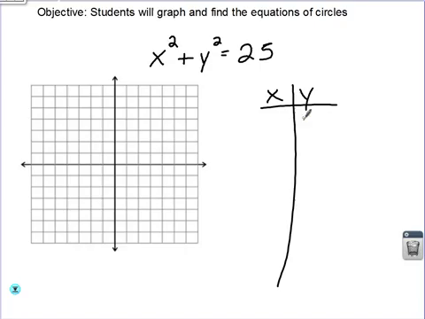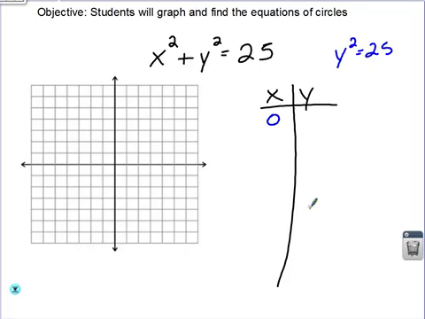So here's what we're going to do. We're going to plug in some stuff. When making a t-table, you can graph anything with a t-table, even lines. We know shortcuts, but you can still use t-tables. Let's plug in some values. Let's say that x is equal to 0. So what that would do, that would scribble out this x squared, because 0 squared is 0, and it would simply leave me with y squared equals 25.